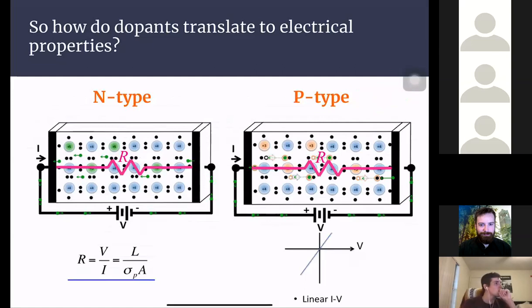Now, how do dopants translate to electronic properties? This is a picture of an N-type and a P-type semiconductor, silicon in our case. Think of it like this. When you apply a voltage, V, across its terminals, there is a current going, right? This is the basic equation of resistivity and how it works. And this gives a linear IV relationship, the Ohm's law. It shows linear IV characteristics.